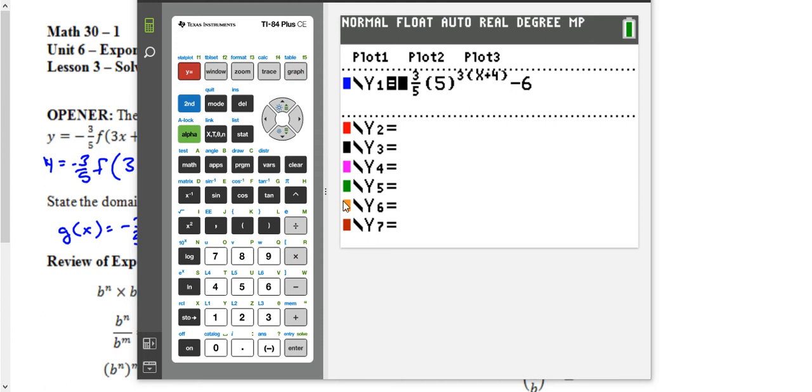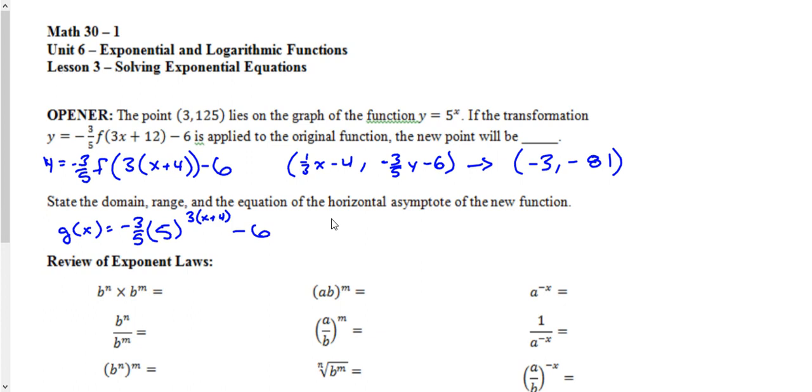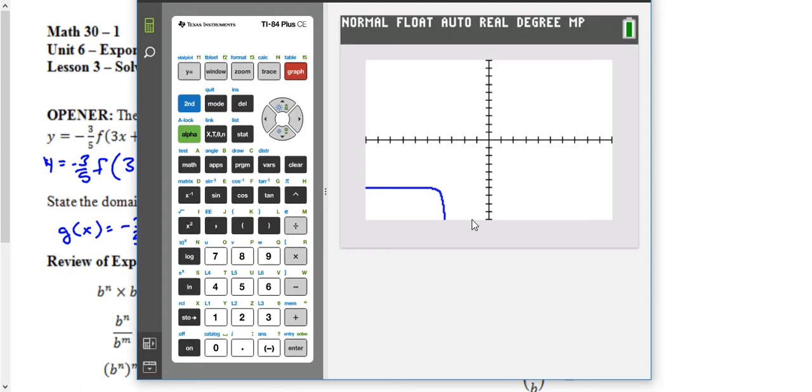So for this graph, it's going to look like the following on our graphing calculator. Here I have my graphing calculator pulled up, I have my equation typed in, and I hit graph, and that's what my graph is going to look like. It's just going to bend down there. So we have our domain here. Domain is going to be negative infinity to positive infinity because it's going as far left and right as possible.